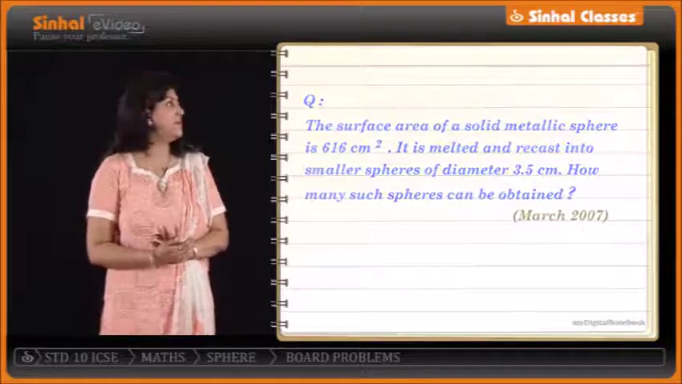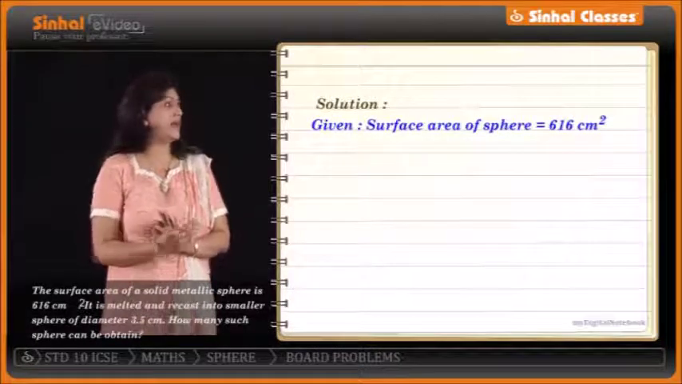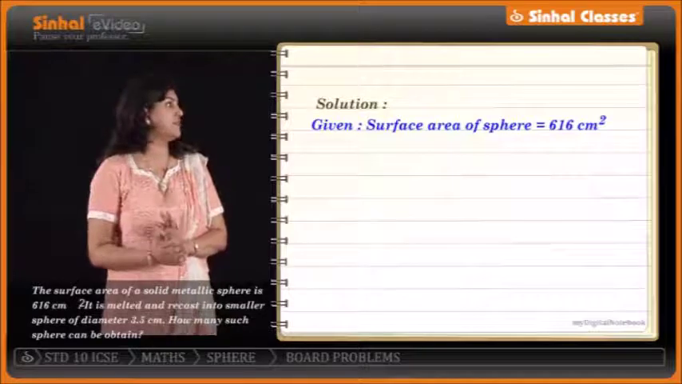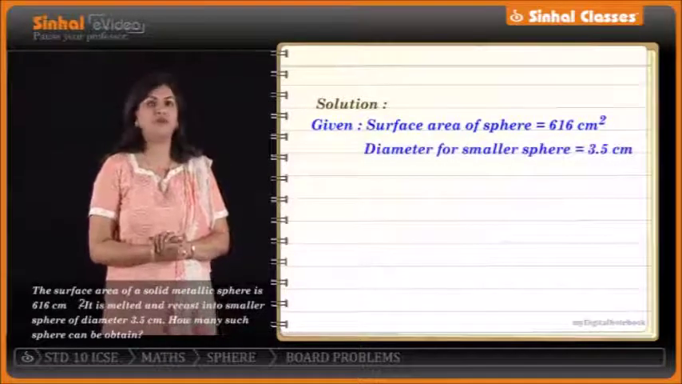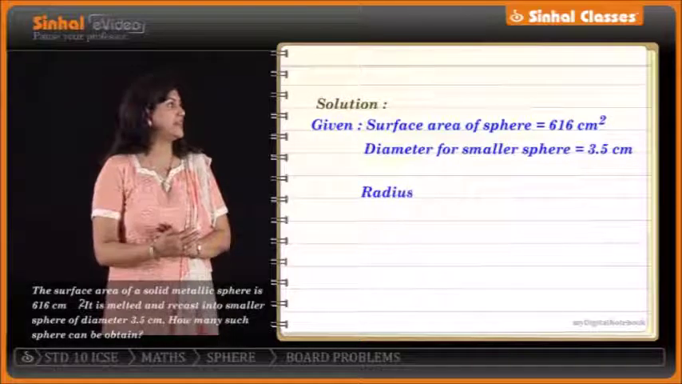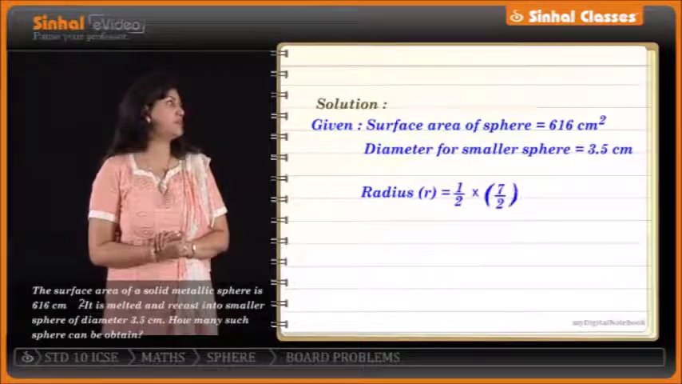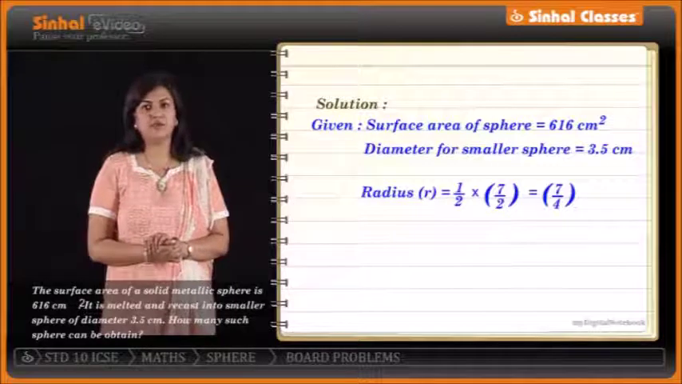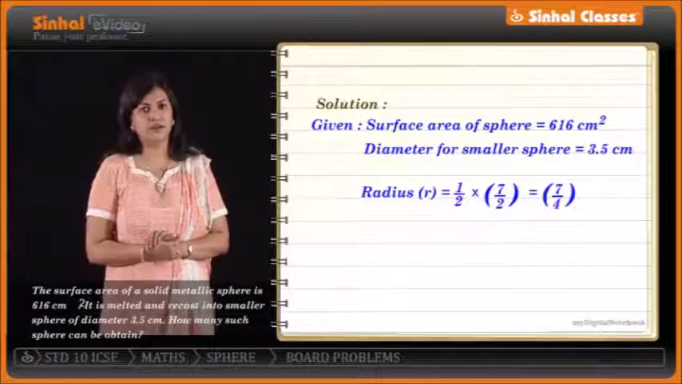Now in this sum, we are given the surface area of the bigger sphere as 616 centimeters square, and we are also given the diameter for the smaller sphere as 3.5 centimeter. So the radius will be half of that, that is half of 7/2, that is 7/4 centimeter. Now, since surface area is given to us, we can find out the radius of the bigger sphere.